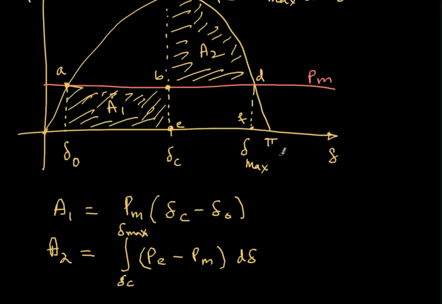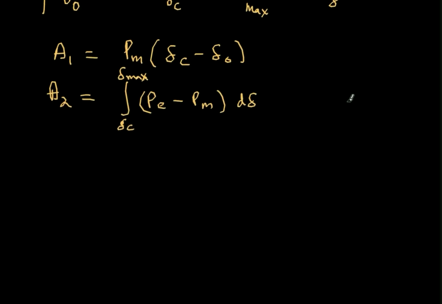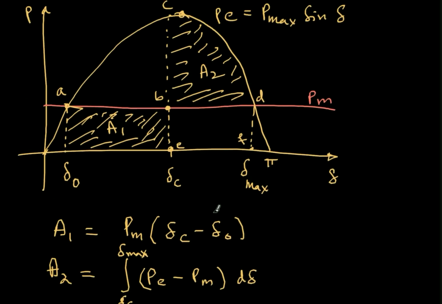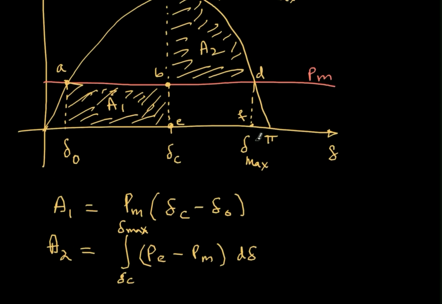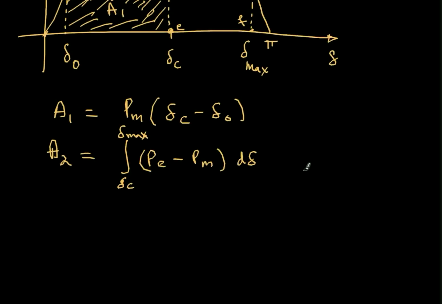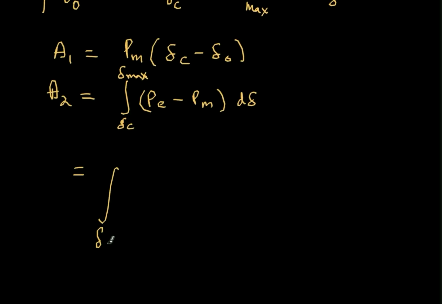This area A2 would be negative if you were going strictly as per the expression of the swing equation. But here I just want to calculate A2, and then I will equate these two areas. Then I will get the equal area criterion. So from delta C to delta max, I want to integrate this curve, that is PE, minus this curve, that is PM. So I get something like this.